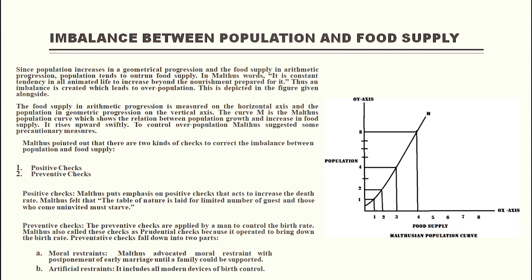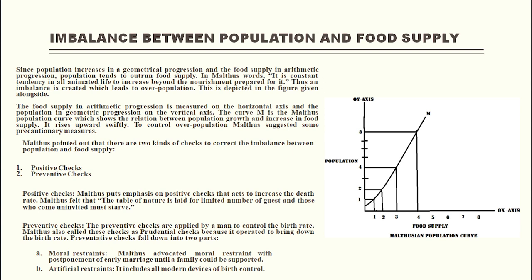Now, in order to resist this imbalance, Malthus has given two checks, that is positive checks and preventive checks. We can see this in the PPT slide. Malthus has clearly provided that there are two kinds of checks to correct or improve this imbalance between population and food supply. Now we can talk about what these two checks are. One is positive checks and the other is preventive checks.